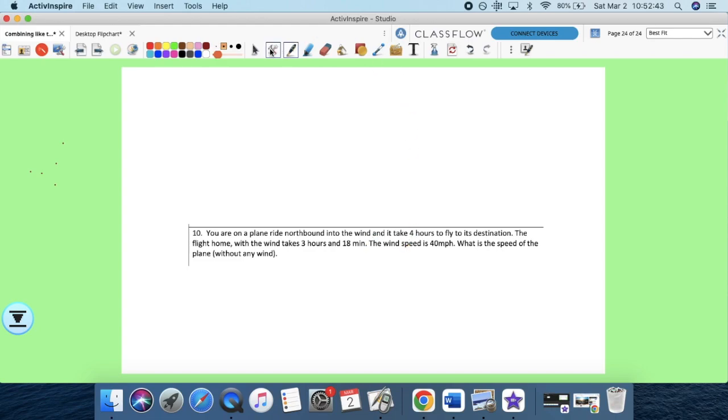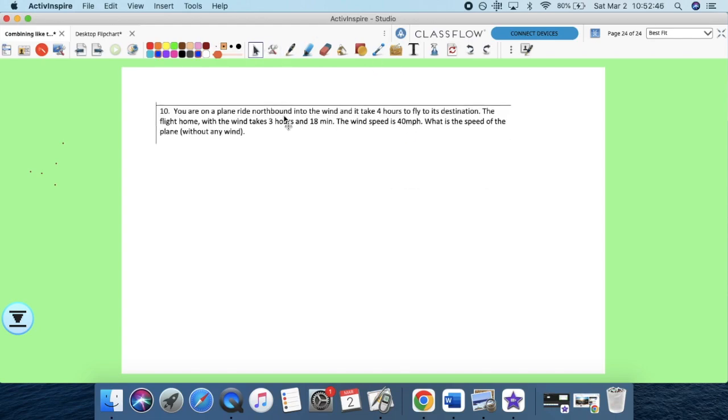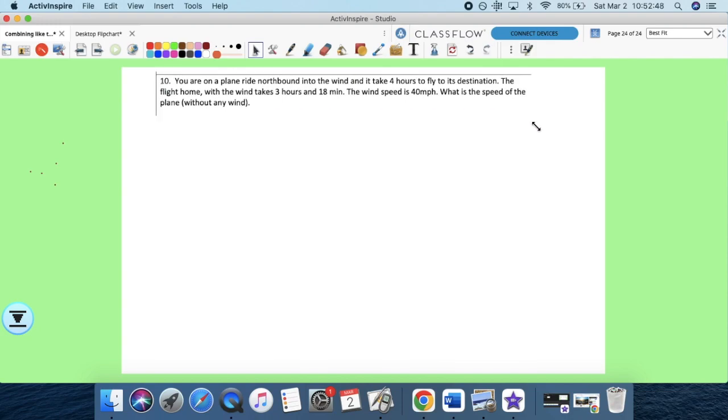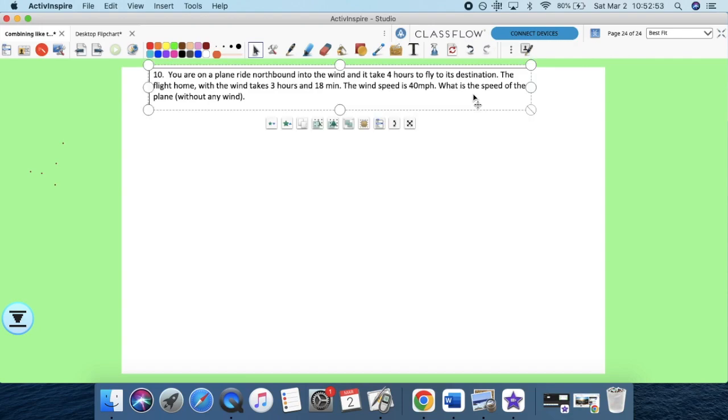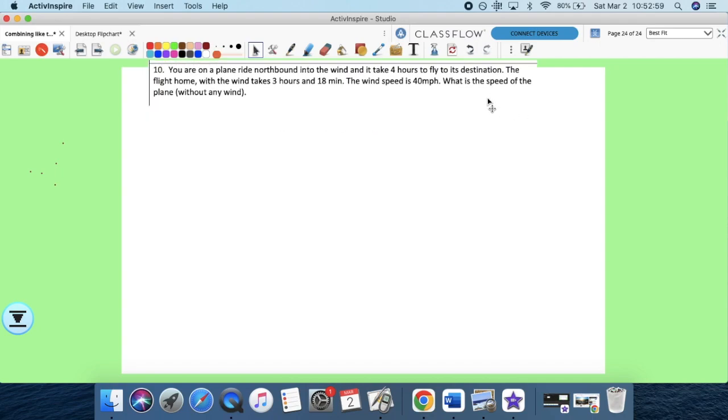All right, here we go. This one's a little tricky. Well, same thing as the upstream, downstream question. Not tricky, just extra work. We have a plane going north. What do I know? It takes 4 hours to go north, and the speed is r. I don't know what the speed is.